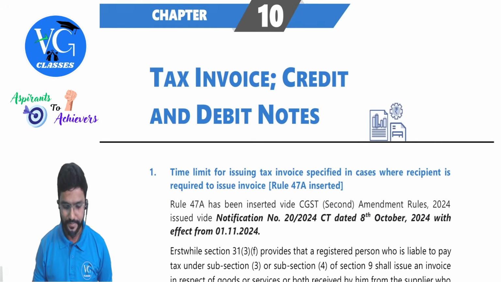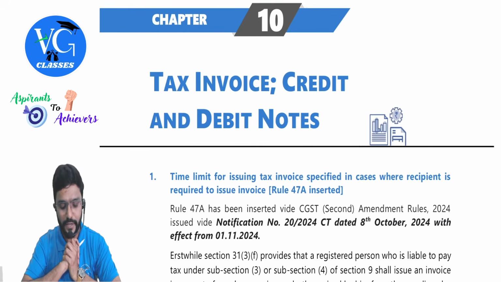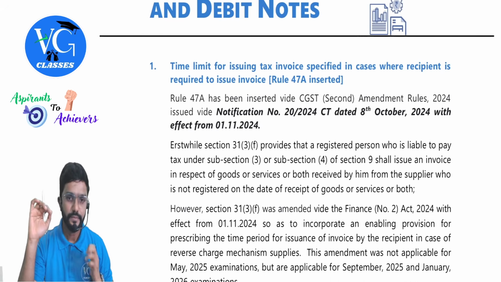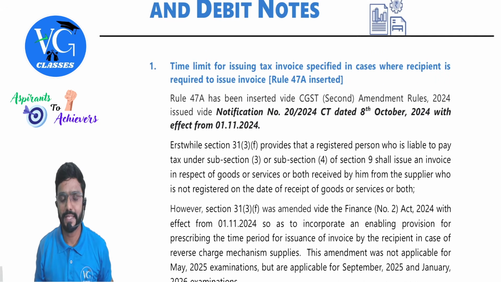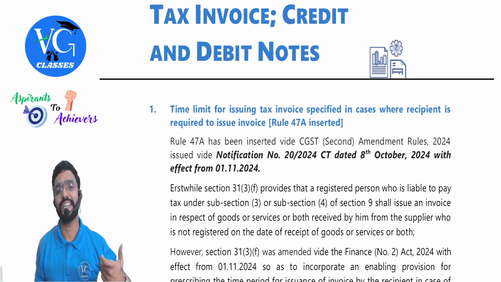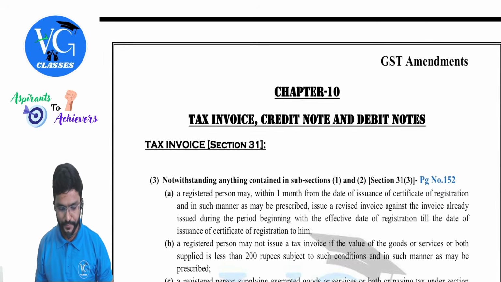We'll march ahead. Next, chapter 10, tax invoice, credit and debit notes. Okay, what is it, sir? Time limit for issuing tax invoice specified in cases where recipient is required to issue invoice. Recipient, that is in case of RCM, guys. Sir, what is it, sir? Let us go through it once.